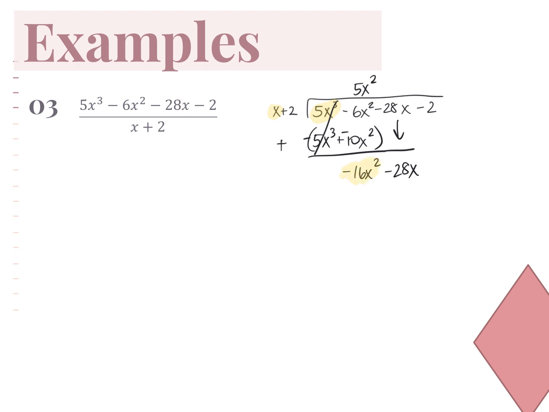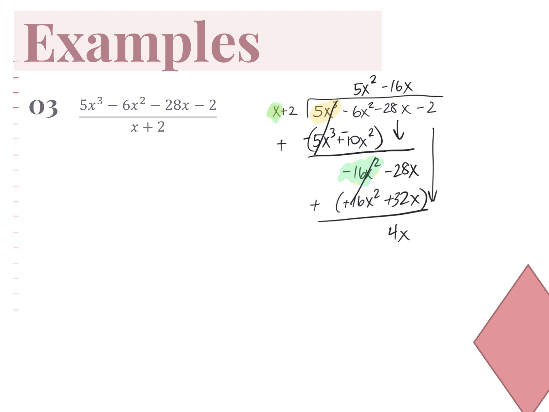Again, minus 16x. Let me do it in green. And I'm going to divide it by x. So minus 16x squared divided by x is a minus 16x. And now I'm going to multiply the entire x plus 2 by that minus 16x. So minus 16x squared minus 32x. I'm going to subtract, which means I'm going to add the opposite. And I'm going to do 4x is the difference, or well, I'm adding, so it's the sum.